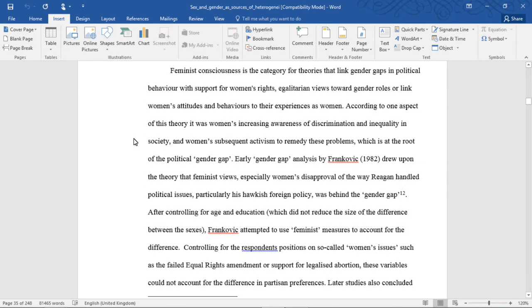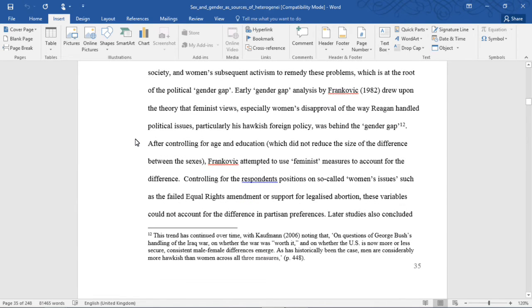Feminist consciousness is the category for theories that link gender gaps in political behavior with support for women's rights, egalitarian views toward gender roles, or link women's attitudes and behaviors to their experiences as women. According to one aspect of this theory, it was women's increased awareness of discrimination and inequality in society, and women's subsequent activism to remedy these problems, which is at the root of the political gender gap.